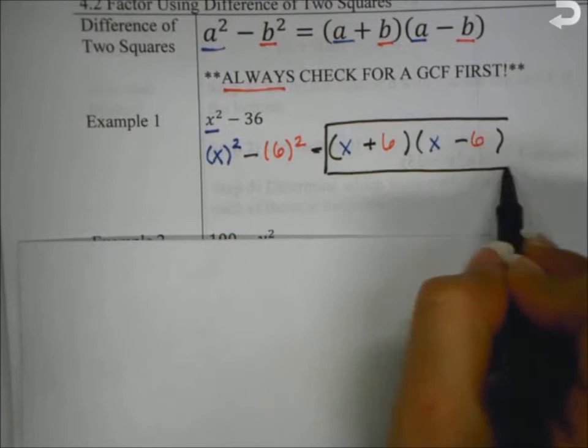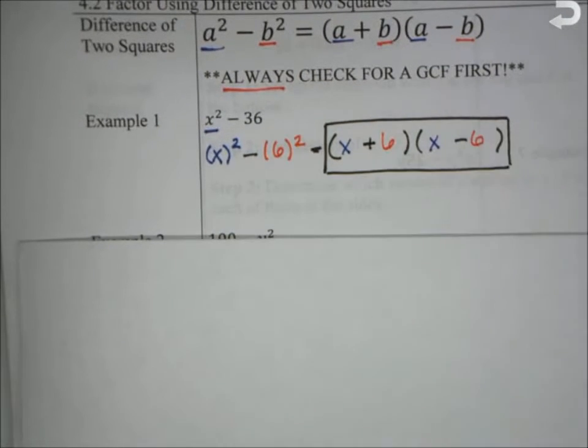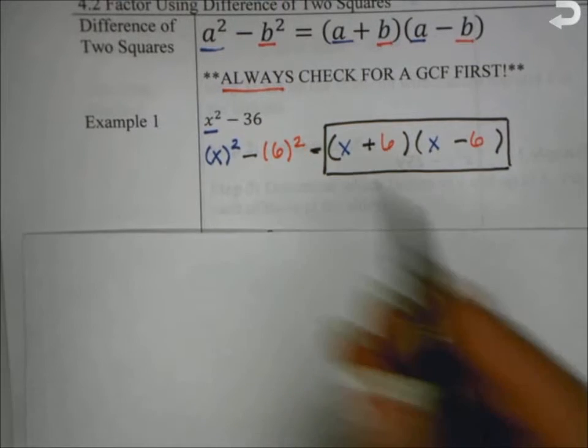How would I check that I factored this correctly? Does anybody have any guesses? What would I plug in though?